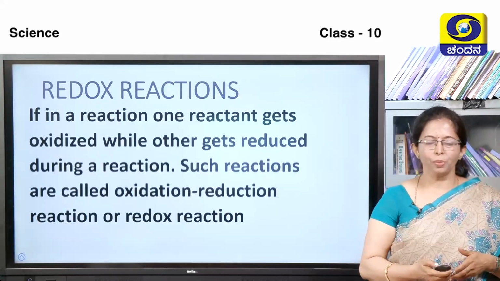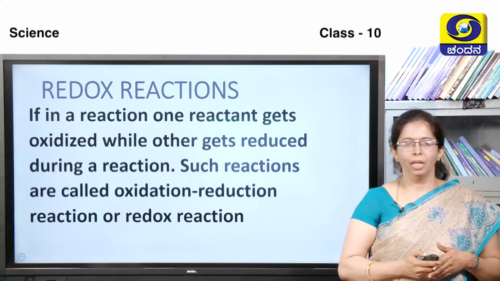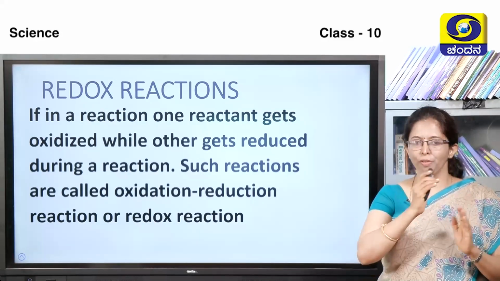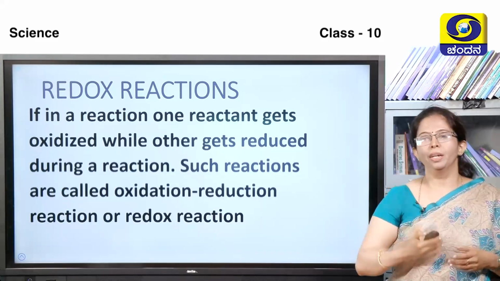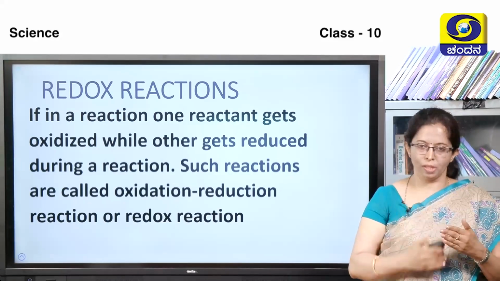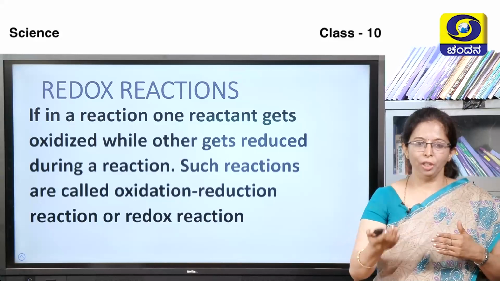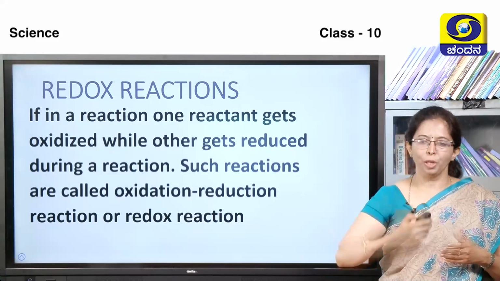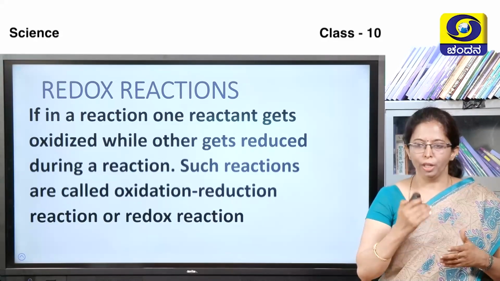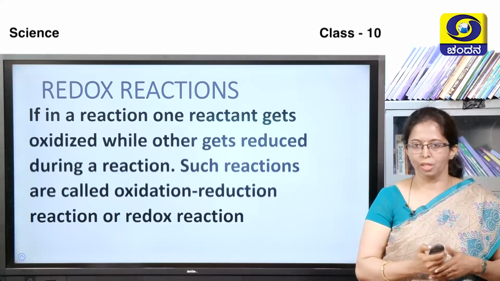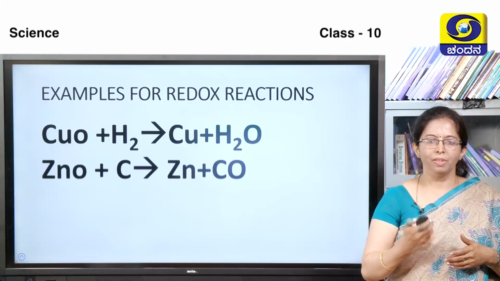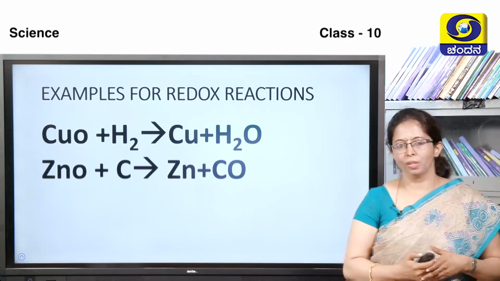Moving on to the next one, redox reactions. It feels something like a combination of oxidation and reduction, right? You are absolutely correct. If in a reaction one reactant gets oxidized while the other gets reduced, such type of reactions are known as redox reactions or oxidation reduction reactions. We will move on to the next and see the examples for redox reactions.